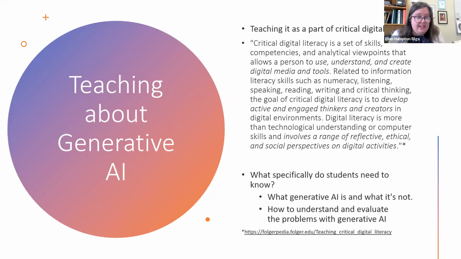And so what it is is an algorithm trained on a large language model that can create natural language output. And what it is not is something that thinks. And the other thing that's important to teach students about as a part of critical digital literacy is how to understand and evaluate the problems that are surrounding generative AI currently.